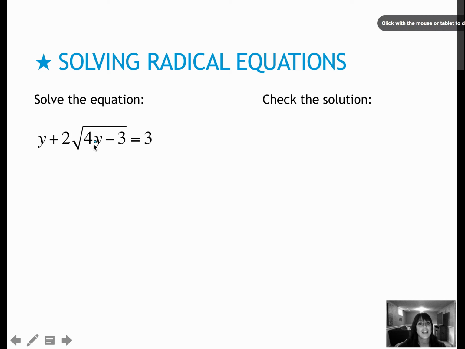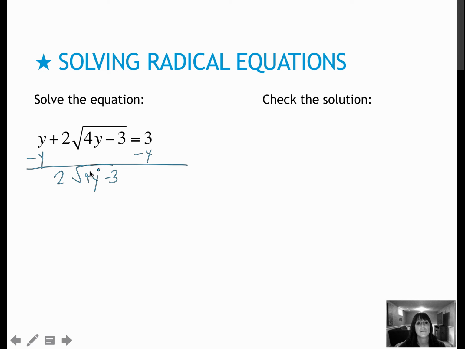So on this question, again, I'm trying to isolate my radical, so I'm going to get rid of y. Move it to the opposite side. That leaves me with 2 radical 4y minus 3 equals negative y plus 3. I'm not loving that. I could also write that as y minus 3. It doesn't matter. Again, I can choose to divide by 2, but then when I square it, I'm squaring a fraction and it gets ugly. So instead, I'm just going to square it as is.